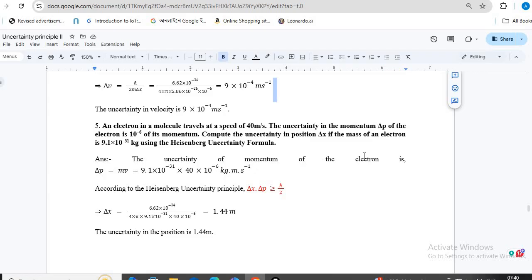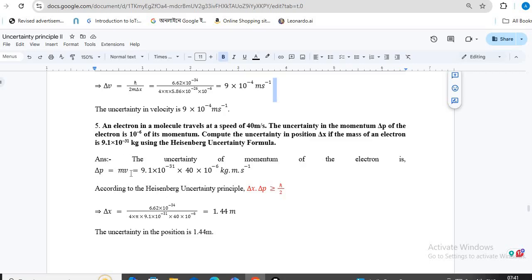Now the last one: we have an electron in a molecule, traveling at a speed of, say, 40 meters per second. The uncertainty in the momentum delta p of the electron is in the order of 10 to the power minus 6 of its momentum. Just remember this, it is given as 10 to the power minus 6 of its momentum. Now compute the uncertainty in position. So del x needs to be found. The mass of the electron is given. Now the important part is the uncertainty in momentum. So first you need to find the momentum in the system, and then the uncertainty.